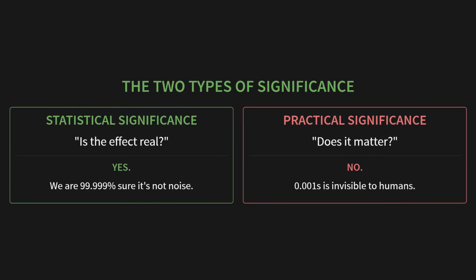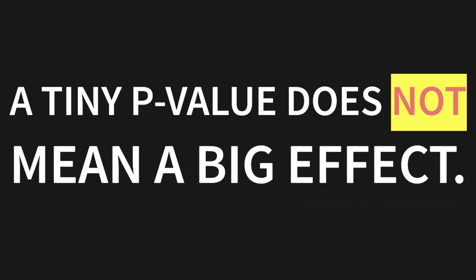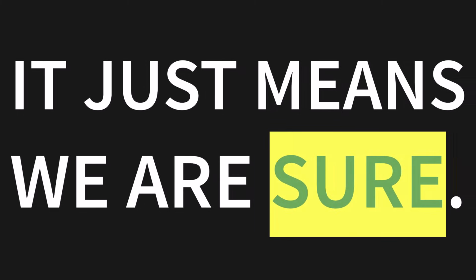A 0.001 second improvement is completely invisible to humans. It provides no real value. So remember this, a tiny p-value does not mean a big effect. It just means that we are very, very sure that an effect exists. It could be a tiny, useless, microscopic effect, but we are certain it's there.